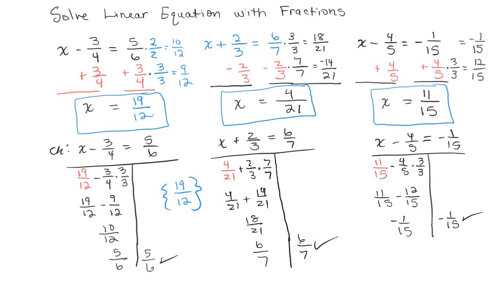So this is what the next two checks should look like. They both get the same number on both sides, which means our original answer up here is correct. And so if we were going to write the solution in braces, I'm going to just put it up here so it's not confusing. So 4/21 is the solution to the second one, and 11/15 is the solution to the third one, and the solution to the first one is 19/12. This is just the formal way of writing the solution.